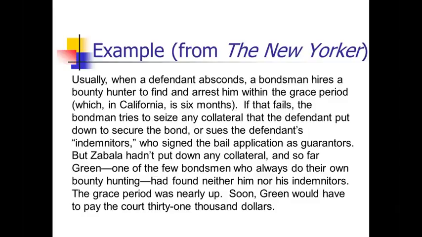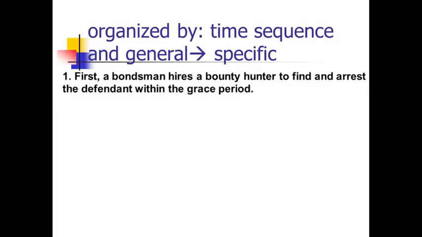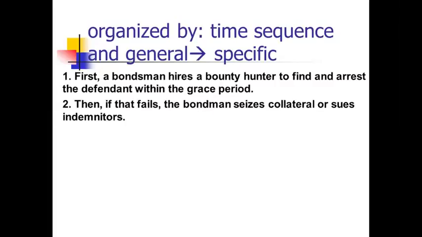So there are a lot of things in here that I can point out about the logic of this paragraph. It's an interesting topic, obviously. Notice they go in logical time sequence order. First this happens, then this happens. They also go from general to specific. First, a bondsman hires a bounty hunter to find and arrest the defendant. That happens first. Then, if they're unable to find and arrest the defendant, the bondsman will seize the collateral or sue the indemnitors. So there's an order to these things.